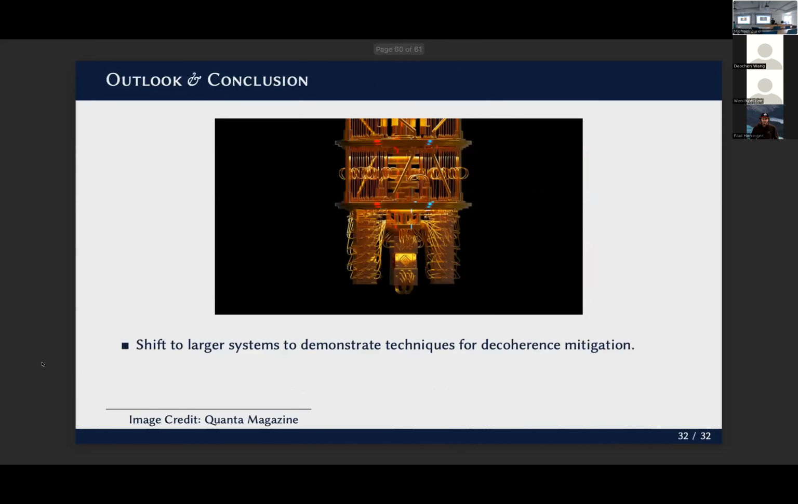So that was a lot of plots. So it seems about high time to wrap up and put a bow on the presentation. The next step is going to be to move to a larger system size where we can not only observe how this computational power changes with this interpolation parameter, but also observe techniques for mitigating the decoherence.